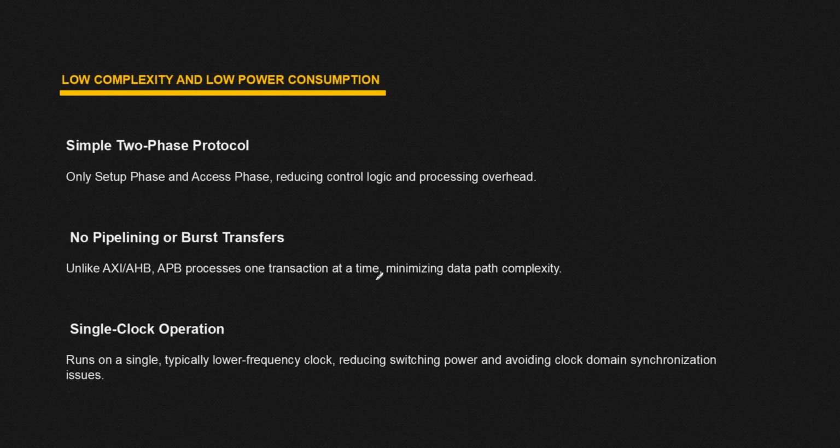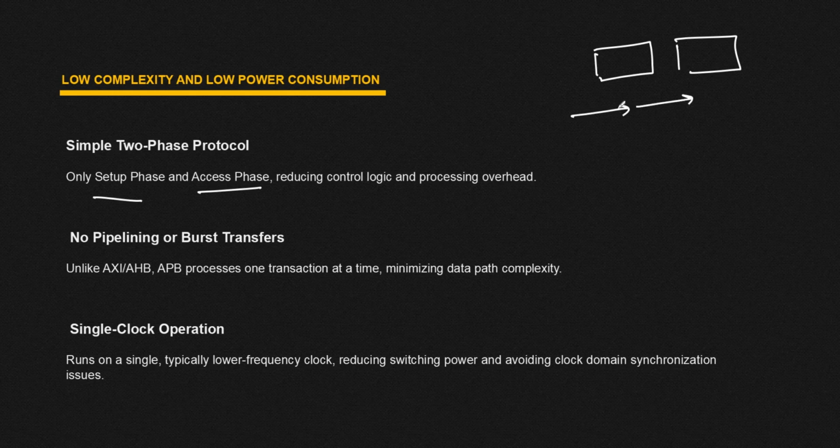Now after that we have low complexity and low power consumption. Why is it low complexity and low power consumption? Since it is compatible with low-speed peripheral devices, it doesn't require more power to operate. Here we have only two phases, the setup phase and the access phase. We will see each one in detail, but for now you can consider that we have two phases. Whenever you transfer some data, your data will pass through these two phases.